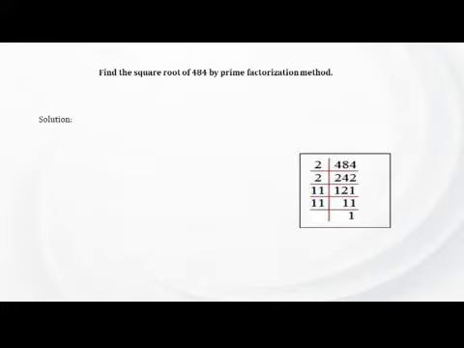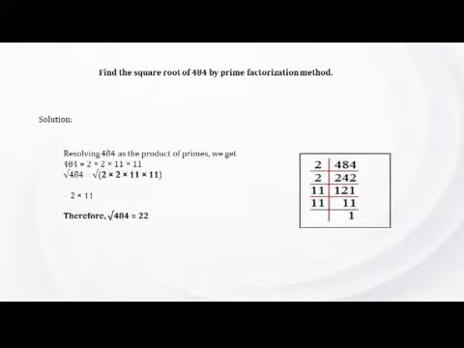Let us see one example. Find the square root of 484 by prime factorization method. Solution. Resolving 484 as the product of primes, we get 484 is equal to 2 × 2 × 11 × 11. Square root of 484 is equal to square root of 2 × 2 × 11 × 11, that is again equal to 2 × 11. Therefore, square root of 484 is equal to 22.